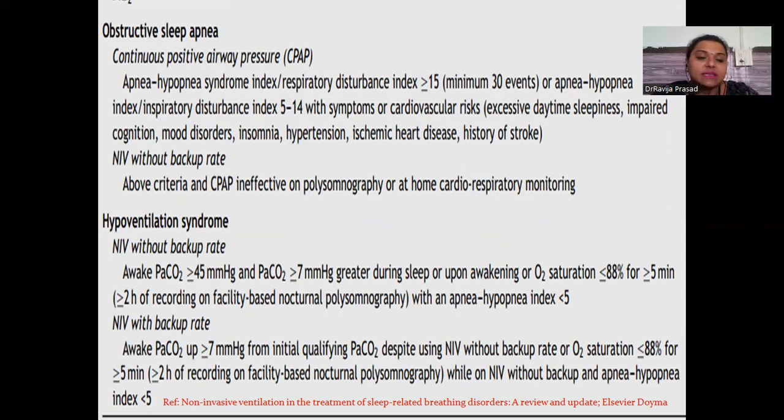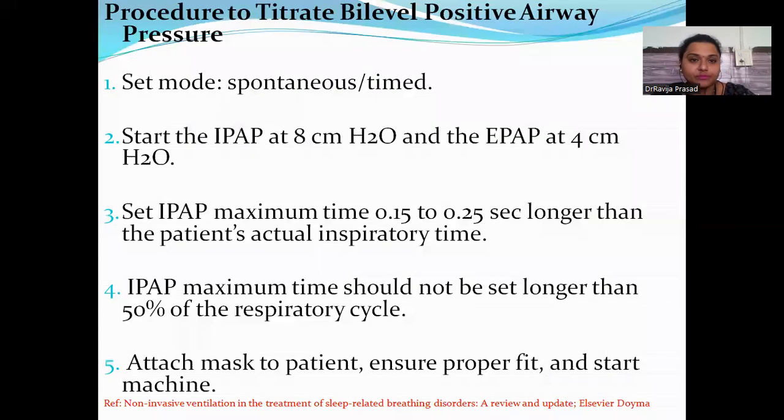Then the other indication, that is hypoventilation syndrome, which will also include NIV without backup rate. In this also, you need to remember all these indications. These are the conditions which you need to keep in mind when you don't need an NIV backup rate. Now, what are the procedures to try positive airway pressure? First, set the mode to spontaneous and timed. Second, start the IPAP, that is, the inspiratory pressure, at 8 centimeters H2O, and the expiratory pressure at 4 centimeters H2O.